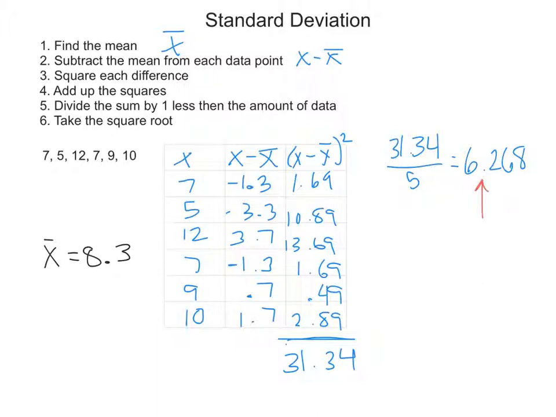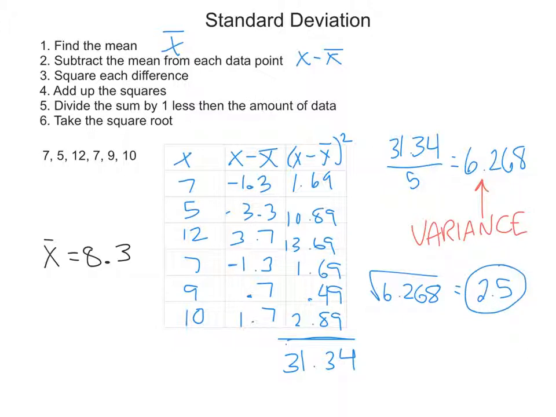Now, a lot of students want to stop here and say, okay, we're done, and they forget about the very last step, but the fact is this number here is called the variance. This is not the standard deviation. In order to find the standard deviation, you need to do one further step, and that last step is to go ahead and take the square root of the variance, which is the square root of 6.268. And when we take that square root, we get approximately 2.5. That is the answer to our problem. That is the standard deviation.